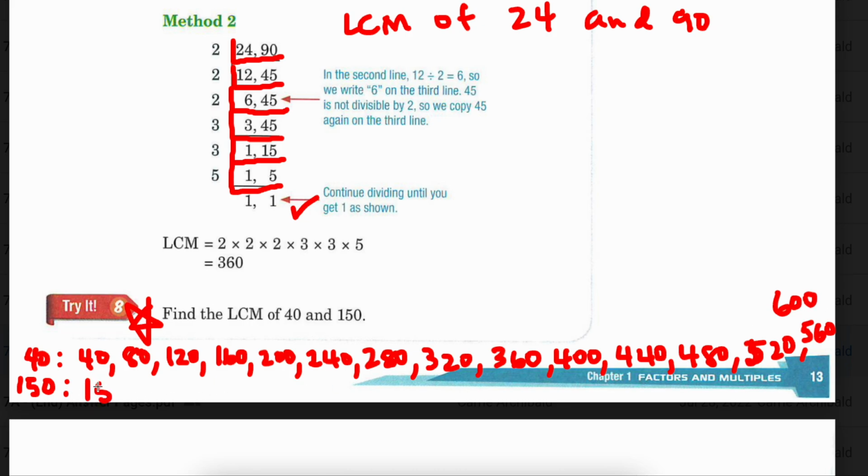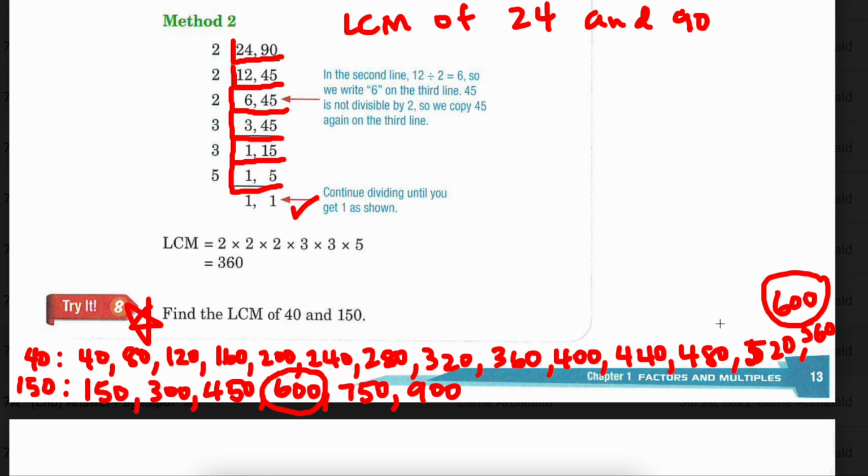150 is 150, 300, 450, 600, 750. I think I can stop. Don't we have enough already? 900. Let's see, do we have 150 in common? No. Do we have 300 in common? No. Do we have 450 in common? No. 600. Wow, that was a lot of multiples, right? But 600 is our least common multiple.